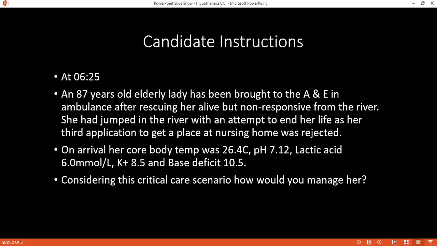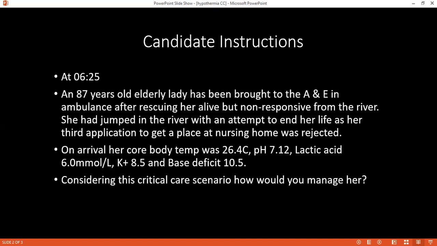As the patient is hypothermic, I will first rewarm the patient after rescuing them to the nearest center. Okay. And how would you rewarm the patient? What measures would you take?